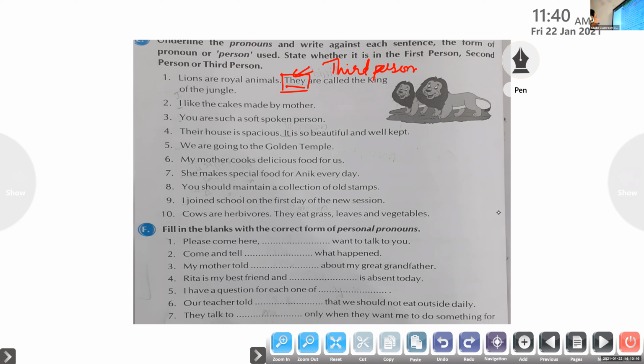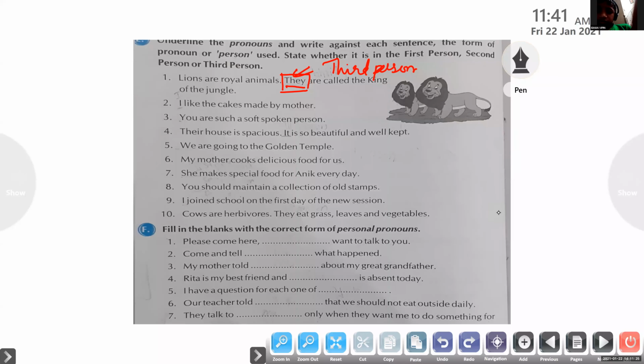Do the next one for me. Do the second question. Come on, children, read quickly. I like the cakes made by mother. Now come on, pick out the pronoun from the sentence. Ishan? Is there any pronoun in the sentence?